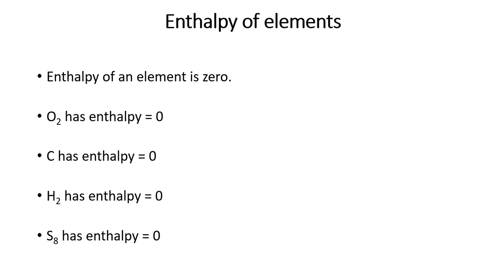But before we go on, we are just going to talk about the enthalpy of elements. The enthalpy of elements in their stable state is 0. For example, an oxygen element, O2, has an enthalpy of 0. Carbon has an enthalpy of 0. Hydrogen element on its own has an enthalpy of 0. Sulfur, which is also an element, has an enthalpy of 0. That is important when you are solving enthalpy problems. You will see why it is important.